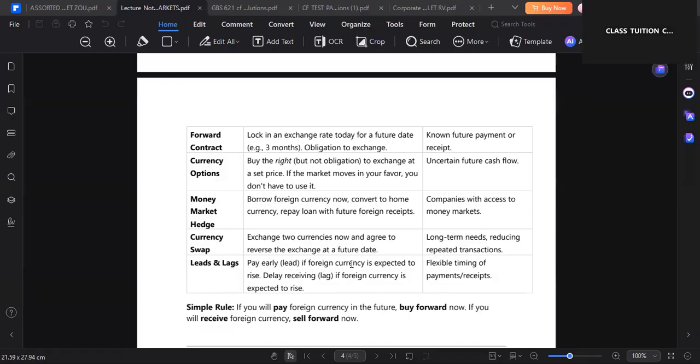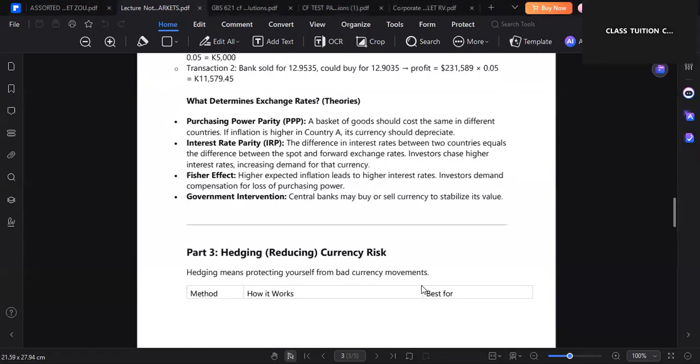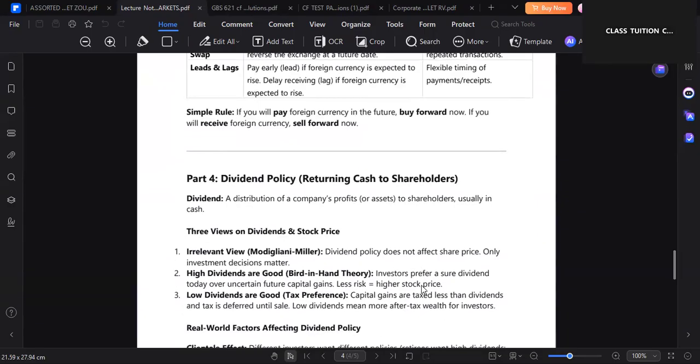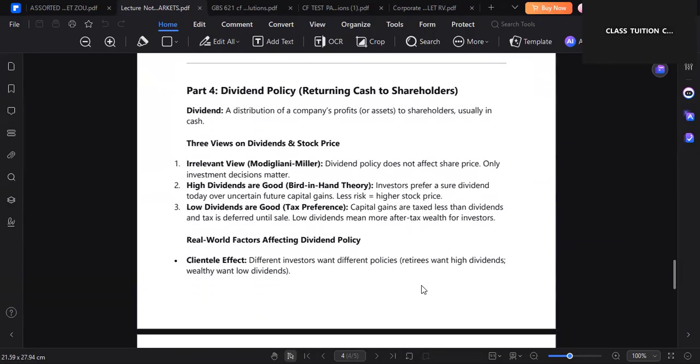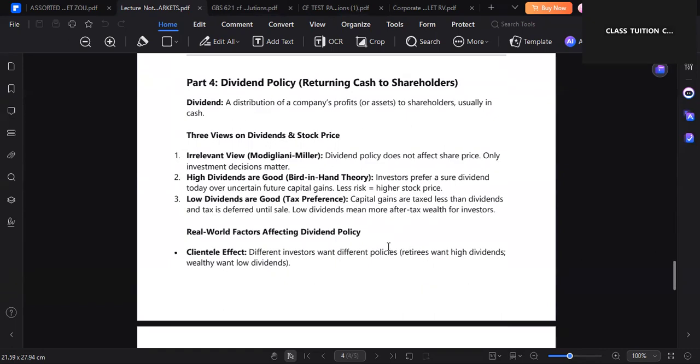All right. So now we go to the dividend policy. What is a dividend policy? Why is it important? We talked about the important stakeholders who are the shareholders, so by returning cash to the owners.